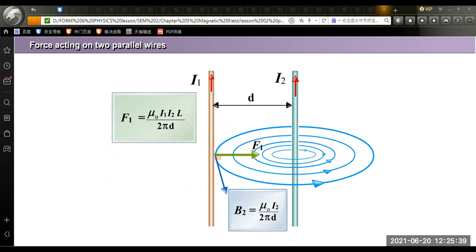Then, if we consider B2 equal to mu naught I2 over 2 pi d, the F1 produced is because of I2, right? So F1 produced is mu naught I1 I2 L over 2 pi d, if they are in the same direction. So that means in the same direction, they will attract each other.